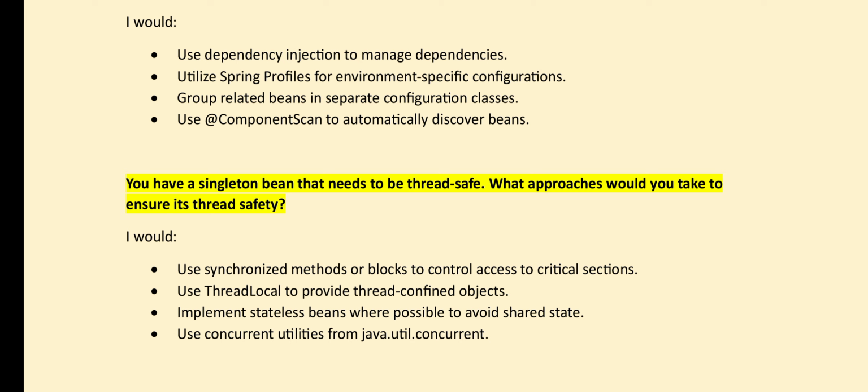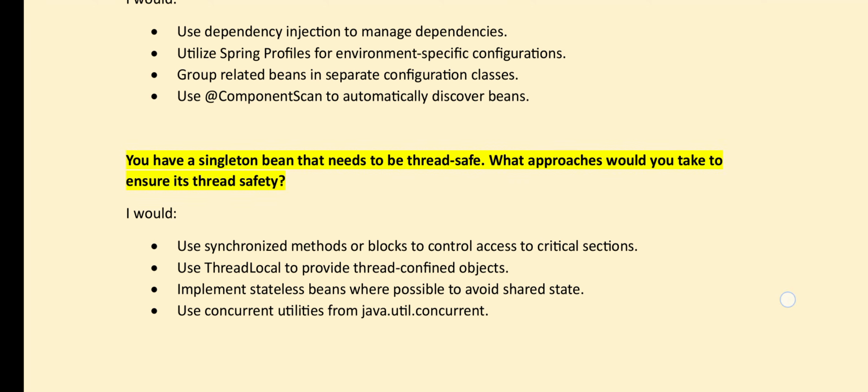You have a singleton bean that needs to be thread safe. What approaches would you take to ensure its thread safety? I would use synchronized methods or blocks to control access to critical sections. Use ThreadLocal to provide thread confined objects. Implement stateless beans where possible to avoid shared state. Use concurrent utilities from java.util.concurrent.